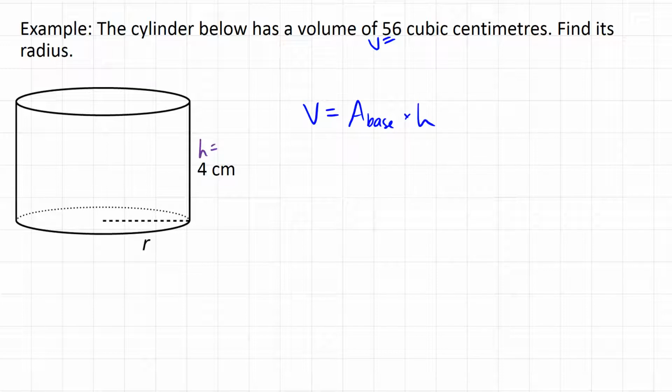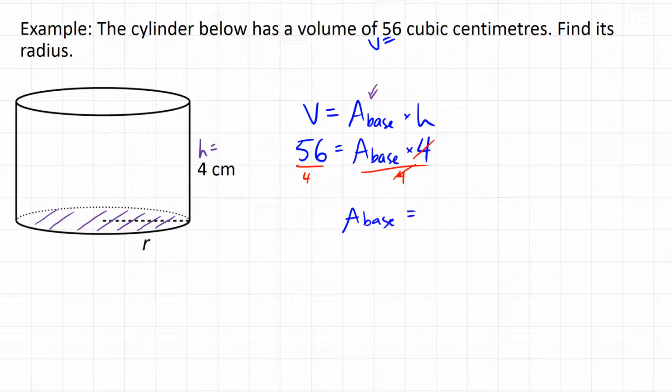Now that equation doesn't have the radius in it, but the radius is related to the area of the base, since that's the circle. So what I can do is I can go ahead and put in 56 cubic centimeters is equal to the area of the base times the height, which is 4. So 56 is equal to the area of the base times 4. And I could divide away the 4 on each side, cancels out on the right, and I can calculate that the area of the base is equal to 56 divided by 4. That's 14 square centimeters.